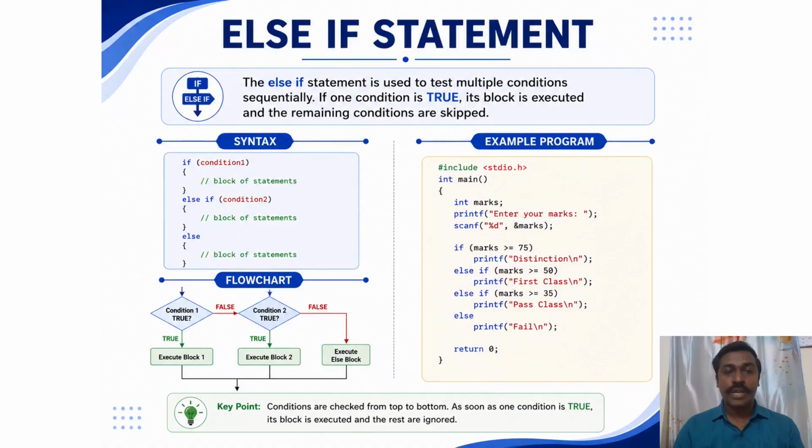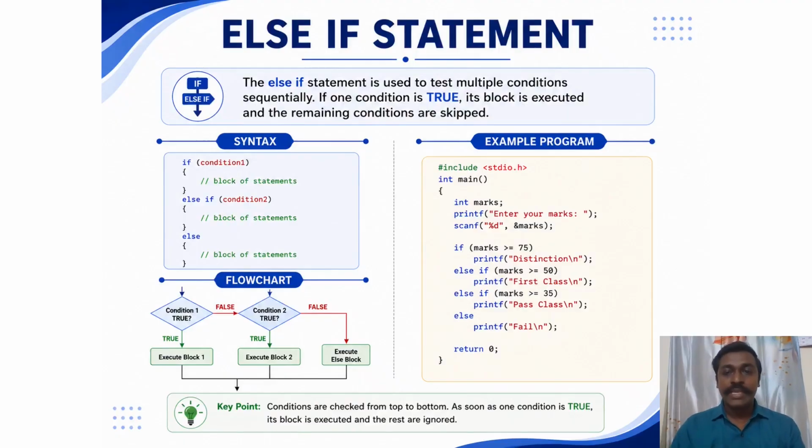If condition 1, the first block will be executed. Else, another condition, else if condition 2, will be checked and that block will be executed. If both the conditions are false, then the else block will be executed. This is also given in the flow chart.